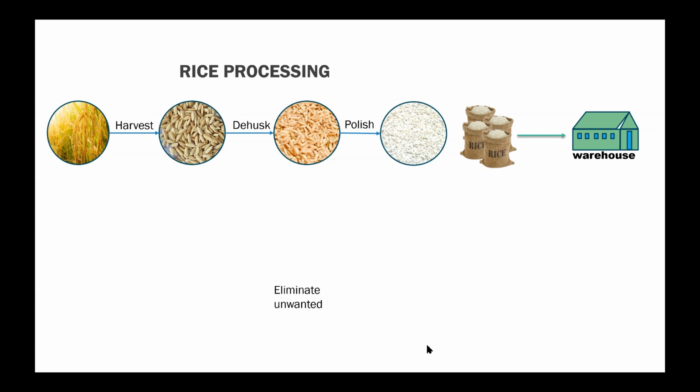After that, they put all the rice grains into bags. Then we get a stack of rice bags. All the rice bags are moved to the warehouse, right? So in the warehouse, the rice is stored and dispatched from that warehouse to different areas. That is, it is ready to sell to the customers.